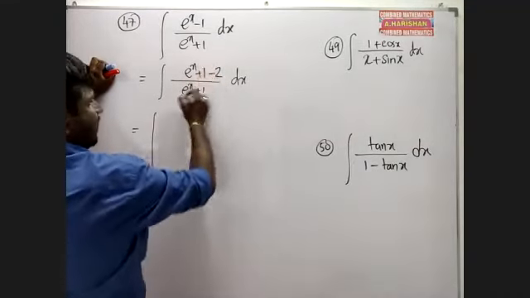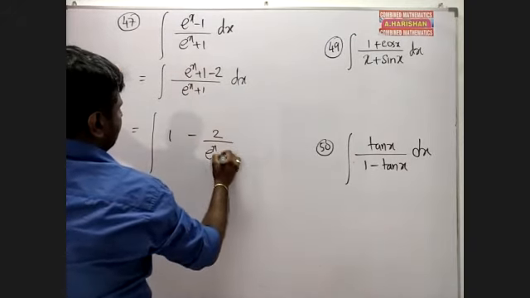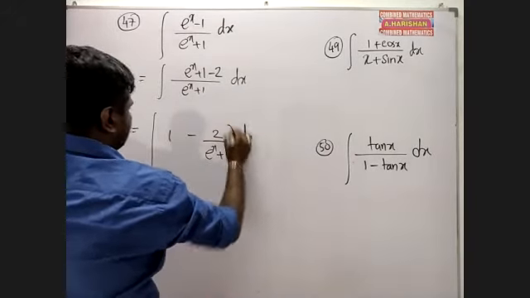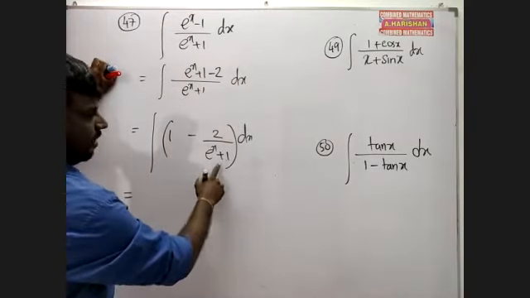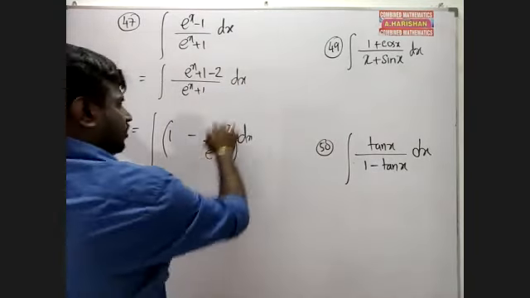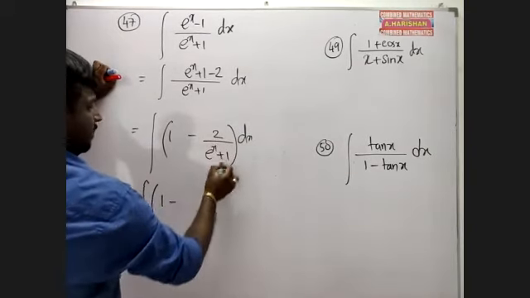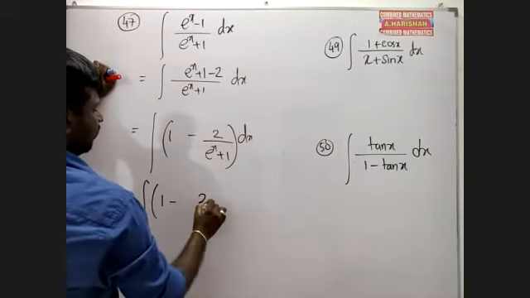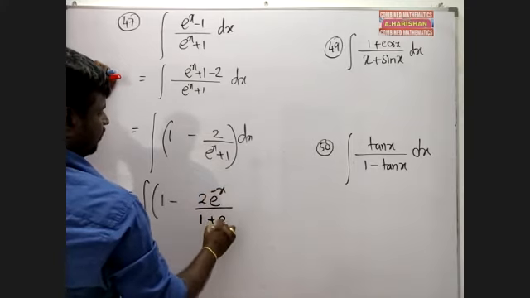So individually divide this over this. So 1 minus 2 over e to the power x plus 1 dx. Now it's okay, but here again you have a problem: how to integrate this. Differentiation of this is not on the top. But anyhow you can do it. How? Top and bottom I divide by e to the power x, or multiply by e to the power minus x. Then 1, e to the power minus x.